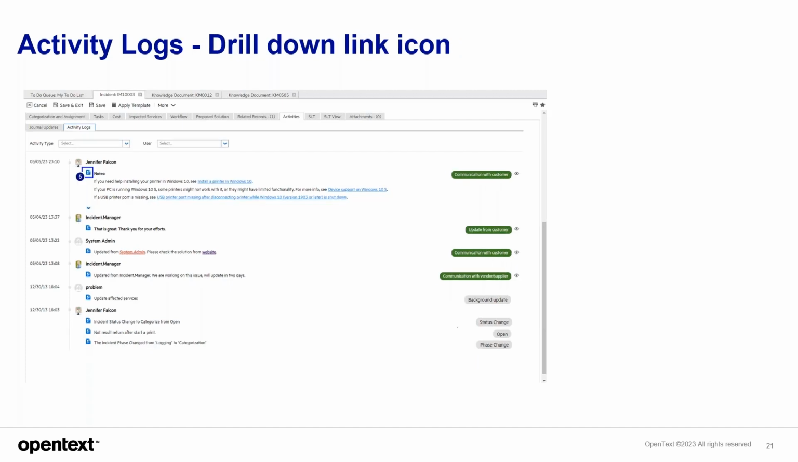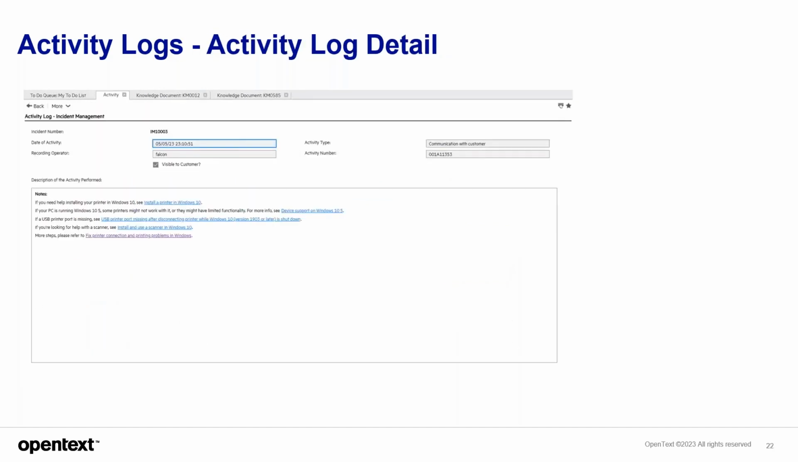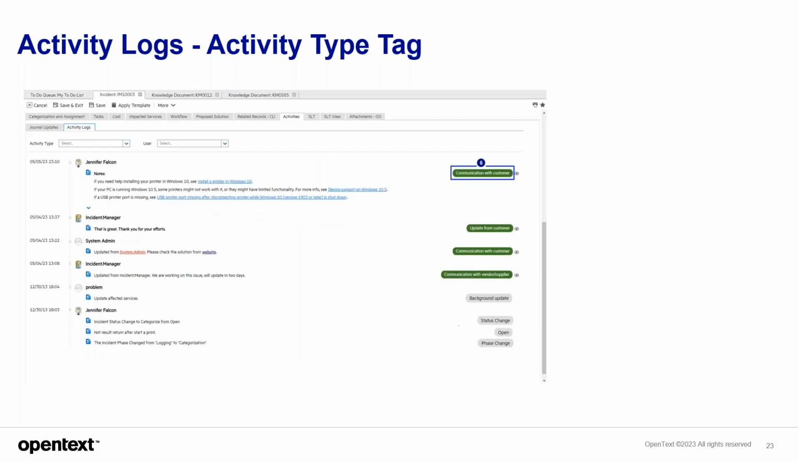There's one drill down link icon beside every activity log, referred to as number 5 in the screenshot. The user can click it to view the activity log detail. The description area in the activity detail page is designed as an HTML viewer control, so that HTML format content is displayed normally.